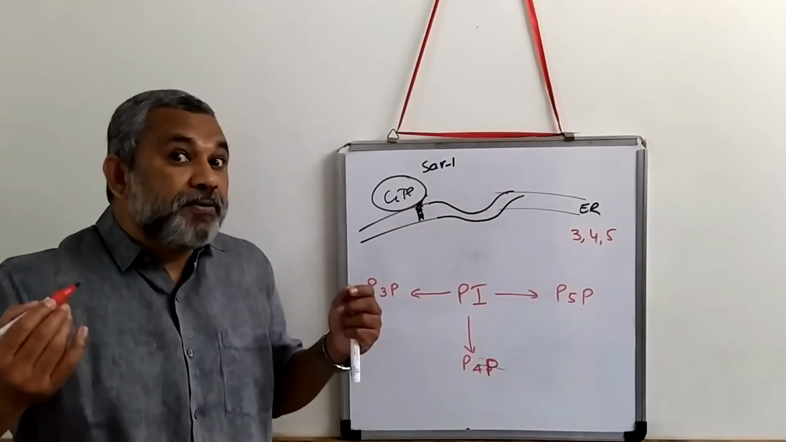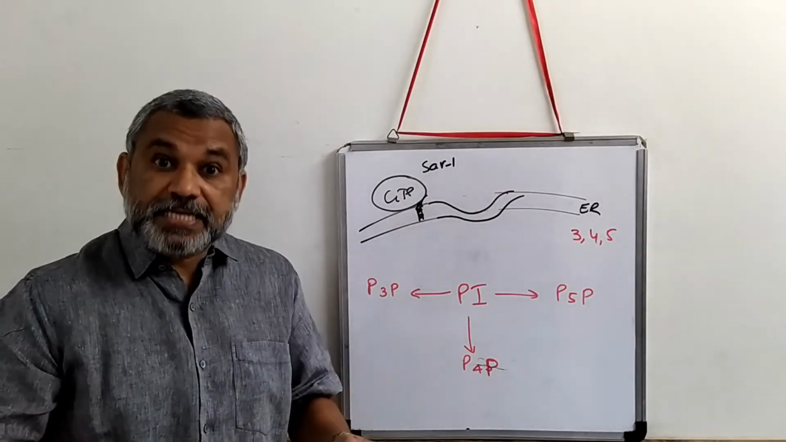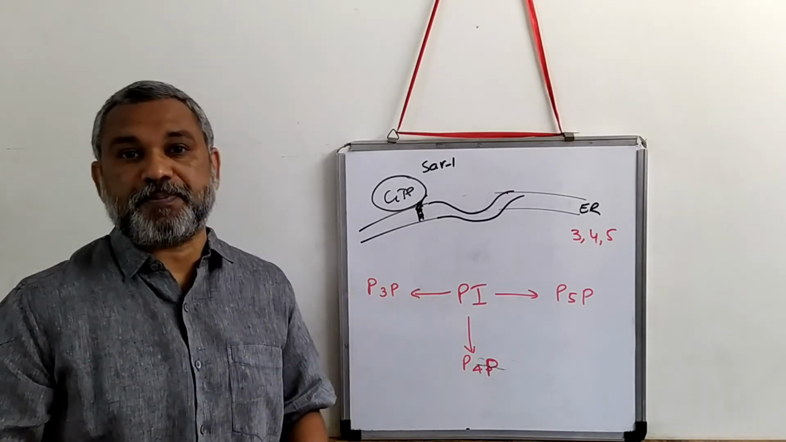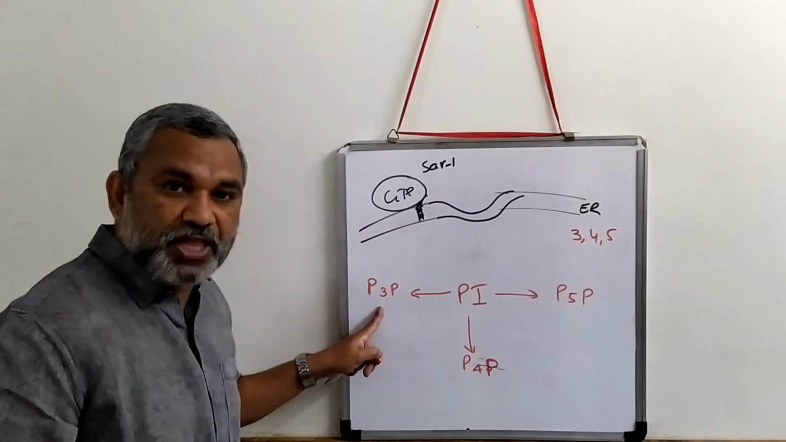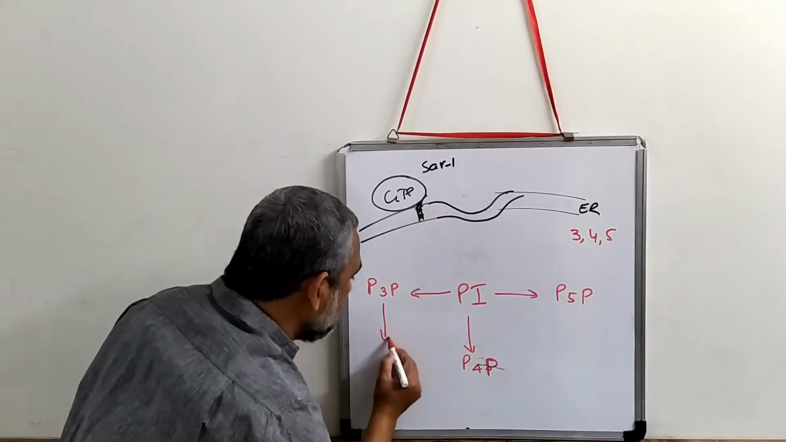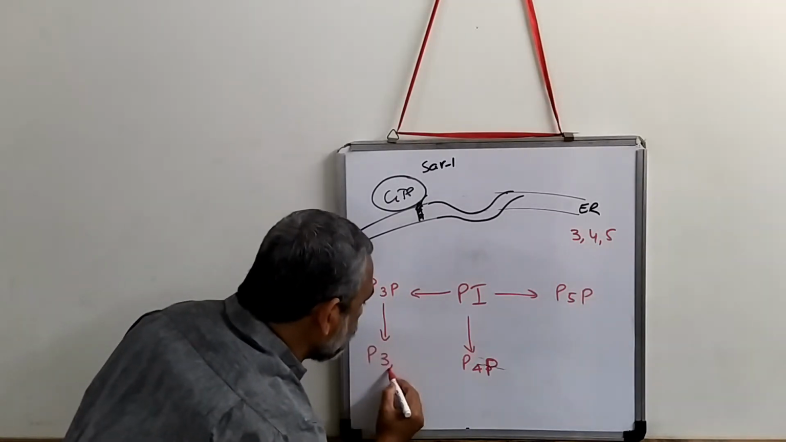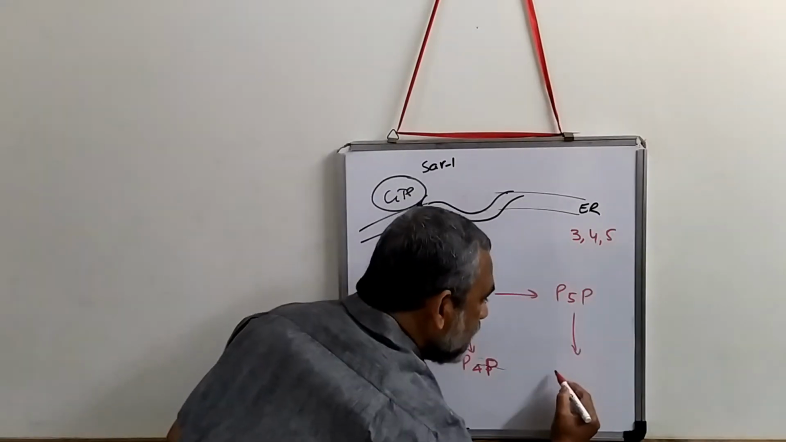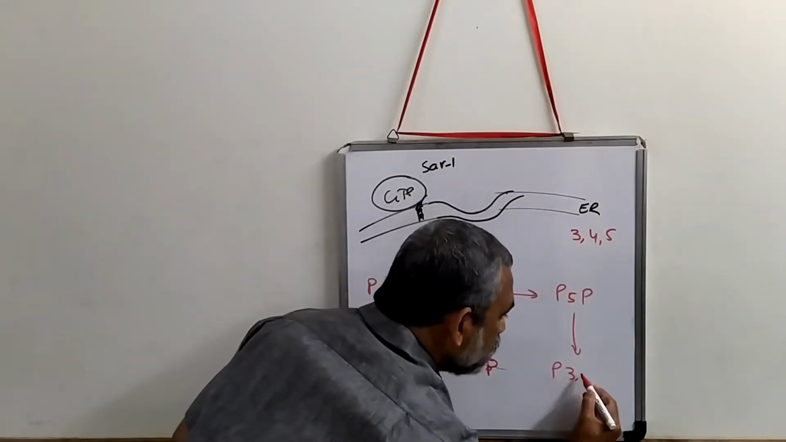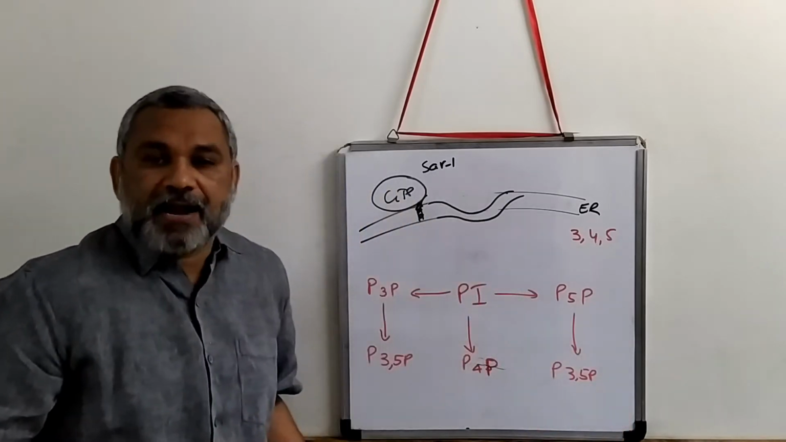So therefore there are definite phosphatidylinositol kinases present. They will phosphorylate this. Now once you have the 3-phosphate, it can be phosphorylated into phosphatidylinositol 3,5-bisphosphate. This can be phosphorylated into phosphatidylinositol 3,5-bisphosphate also by another kinase.